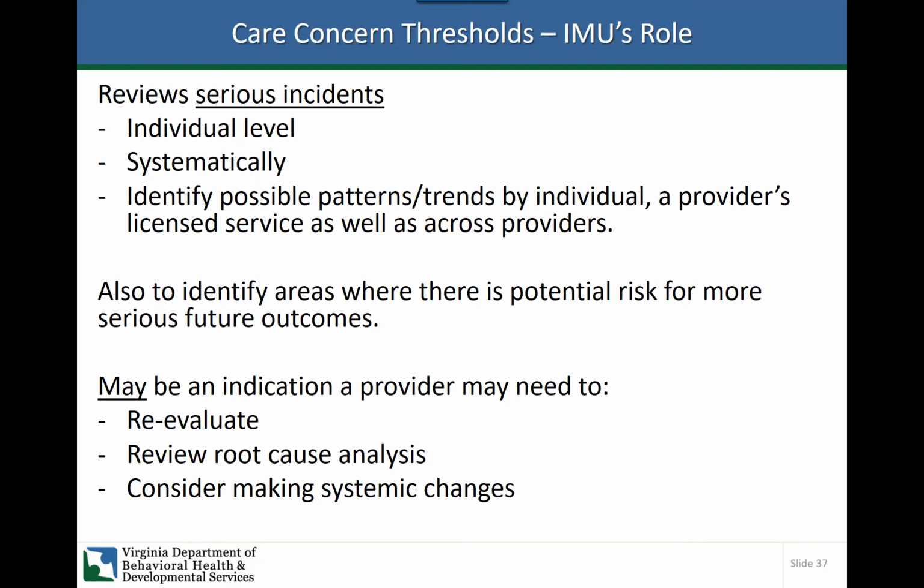So when care concern thresholds are met, it may be an indication that providers may need to reevaluate an individual's needs or support. They could also review the results of the root cause analysis, or even consider making more systematic changes. And in the past, we have emphasized that having a care concern identified does not mean that a provider has done something wrong, but this is a tool that the department is offering. There are reports available in the CRIS system that can be printed by the provider, and hopefully you will take advantage of those tools and use those for your assessments.